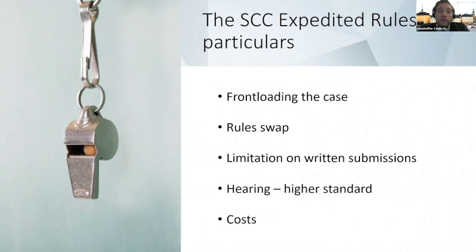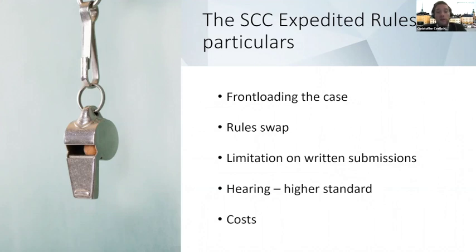The expedited rules provide for front loading of the case, meaning that the request for arbitration also serves as a statement of claim, and the answer to the request also serves as a statement of defense. This means that once the case has been referred to the arbitrator, the parties have already submitted their main submissions on the merits of the case, and in theory, there might not be a need for additional rounds of submissions in front of the arbitrator.